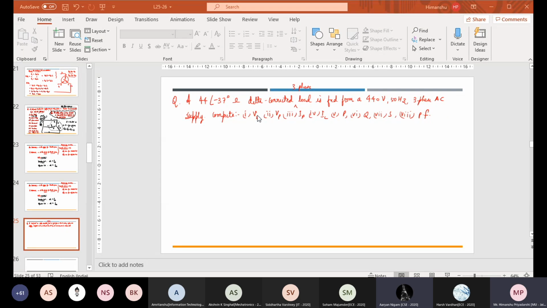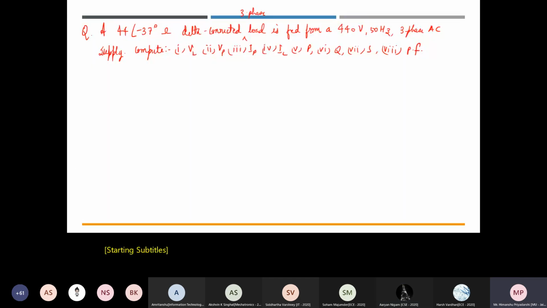Line voltage, phase voltage, phase current, line current, real power, reactive power, apparent power, and power factor. Very good. Thank you very much. It's my mistake, I should have said line voltage.